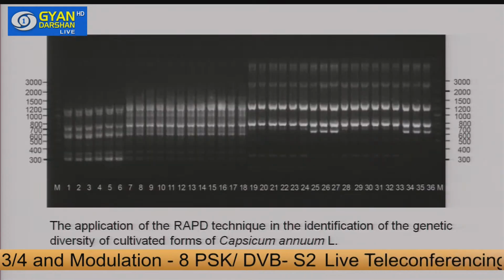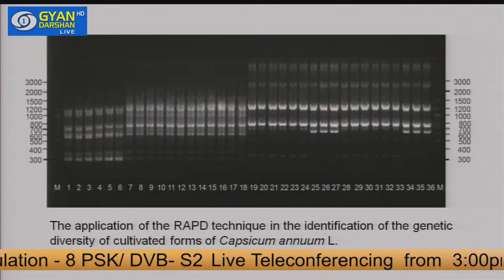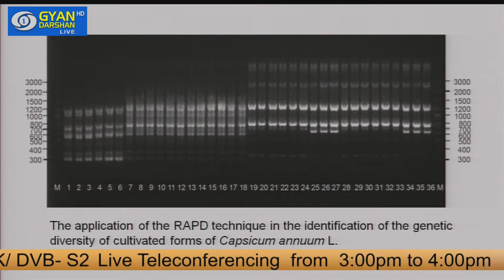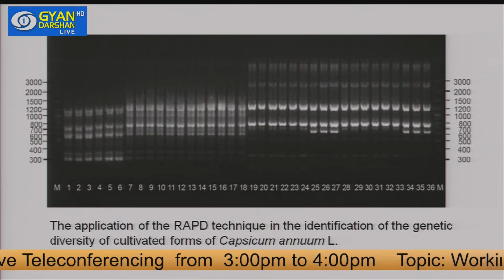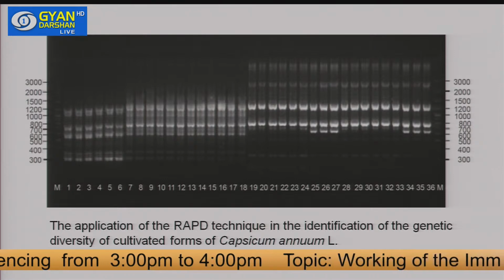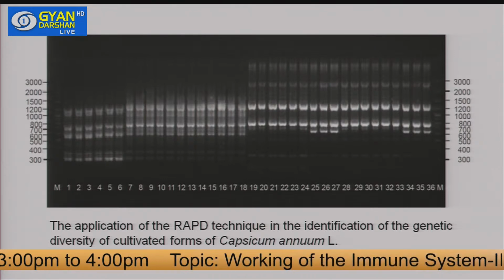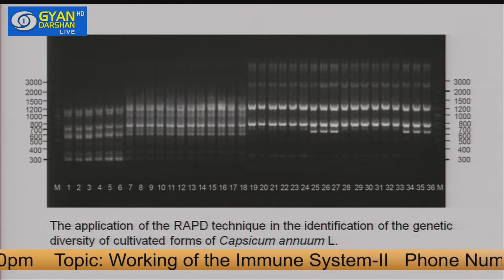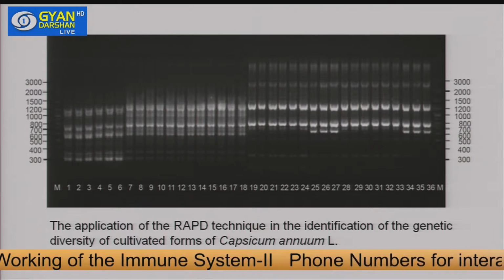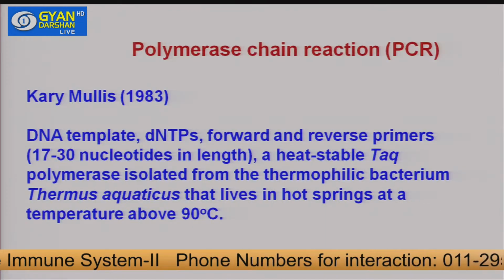So this is one of the standard profiles. Okay, people have run agarose gel. Okay, and this is how an RAPD profile looks like when you compare it among different samples. Like here you can see as many as 36 samples, and they are showing the comparative RAPD profile.